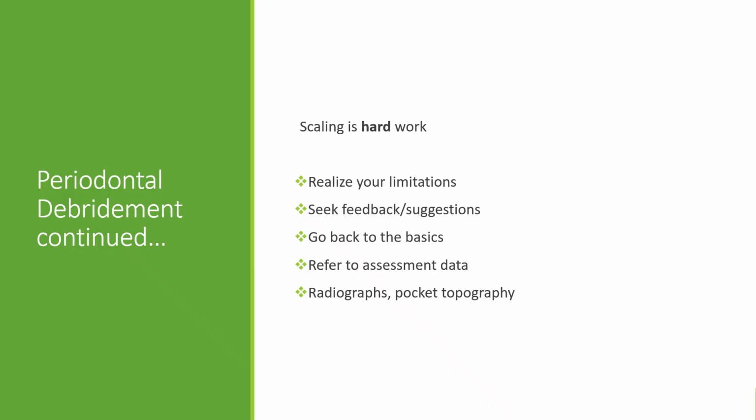When you're scaling, you should be referring to your assessment data at all times. You should have your periodontal probing up. You should know where the pockets are. You should know if there's a furcation there. You also should be looking at your radiographs. Where is the calculus? What are we looking at? Is it vertical bone loss? Is it horizontal bone loss? What does that pocket look like? So you should have that information up at all times when you're scaling.